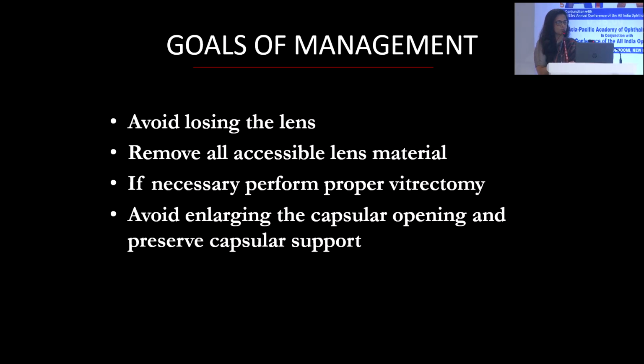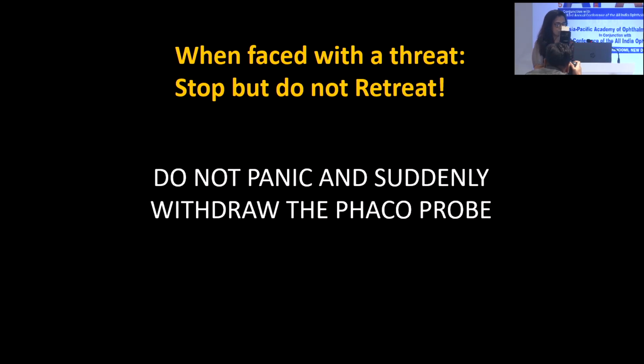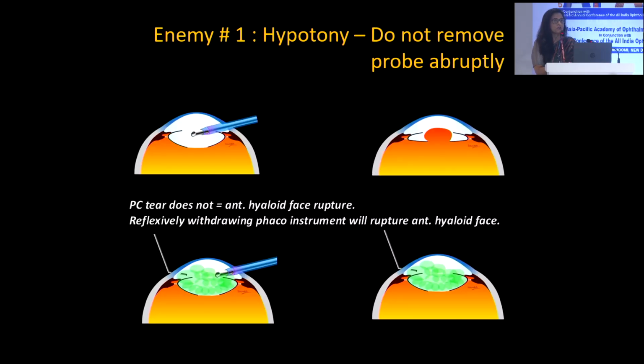Now, the goals of management are firstly to avoid losing the lens, to remove all the accessible lens material, if necessary, perform a proper vitrectomy, and avoid enlarging the capsular opening and preserve capsular support. So, as in a war, if you want to win the war, the most important thing is to stop but do not retreat. Similarly, do not panic and withdraw the phacoprobe, because a PC tear does not equal a ruptured anterior hyaloid face. Once you reflexly withdraw the phacoprobe, you tend to rupture the anterior hyaloid face and prolapse the vitreous.